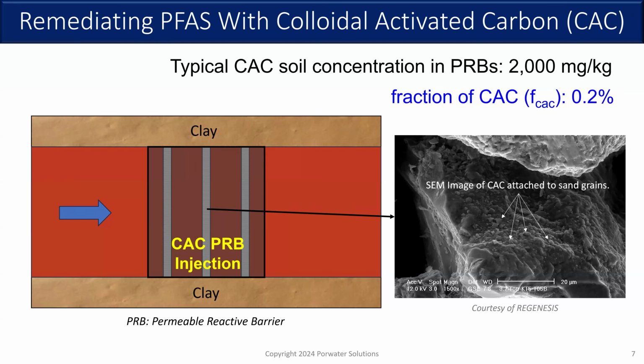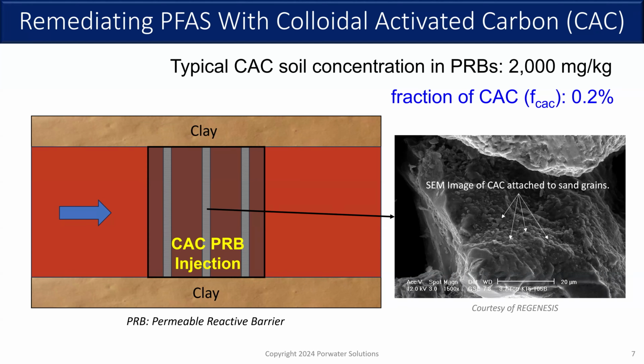The way it works is, when these barriers are constructed, there's a liquid solution that contains these colloidal activated carbon, or CAC, particles. Temporary wells are used to inject the liquid solution into the barrier footprint. After injection, the activated carbon particles move a short distance away from the injection wells, where they eventually attach to sand grains within the barrier. The image on the right shows an example of these small carbon particles attached to a larger sand grain.